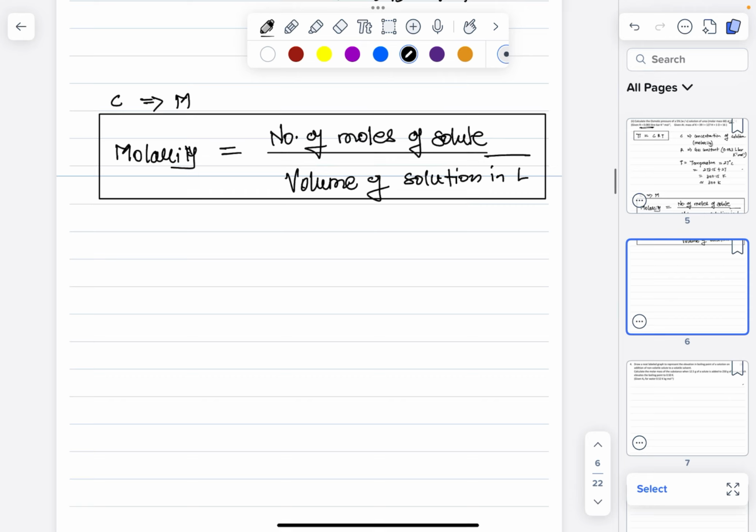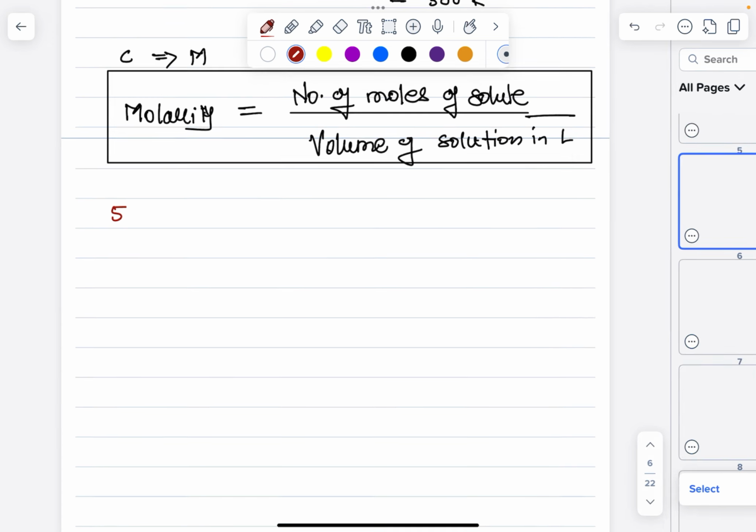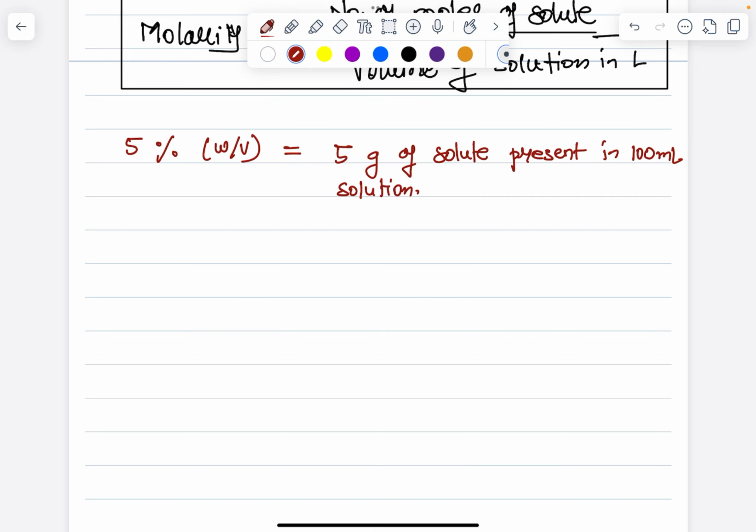So how to find it? Is a direct number of moles of solute given? No. What is given is 5% weight by volume. I'll write this in red and explain it. What is the meaning of 5% weight by volume? It is 5 gram of solute present in 100 ml solution, right?